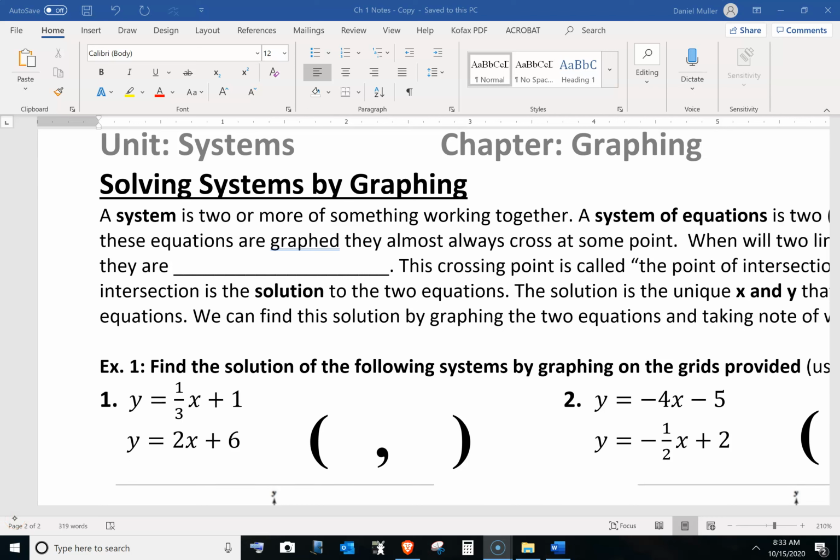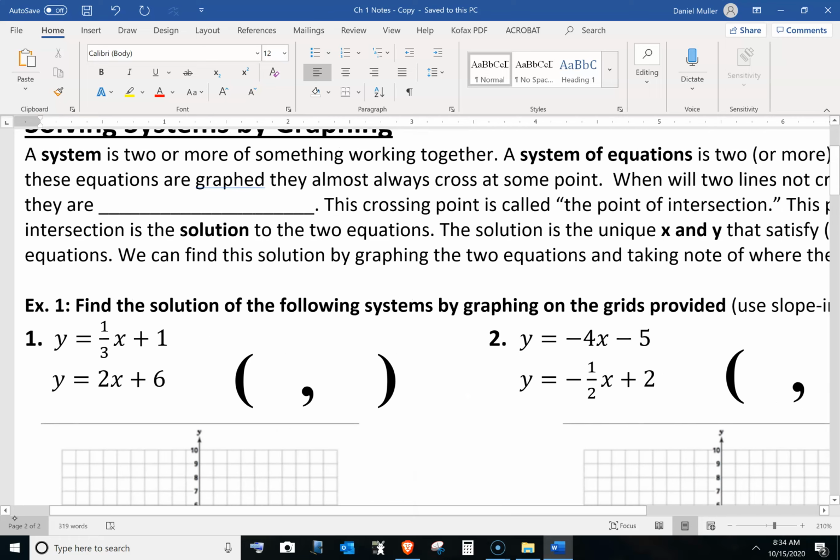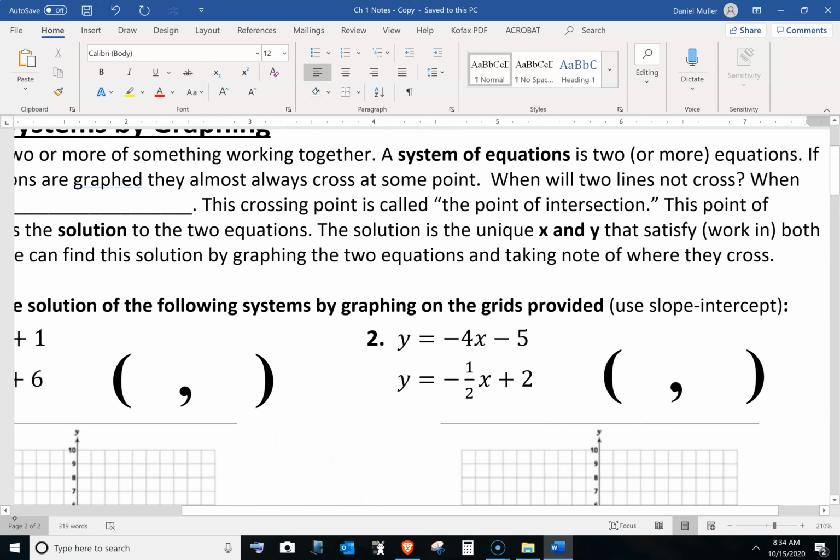Okay, now we're looking at systems of equations. And we're going to solve this by graphing. This is chapter graphing, solving systems by graphing. So a system is two or more of something working together. A system of equations is two or more equations.